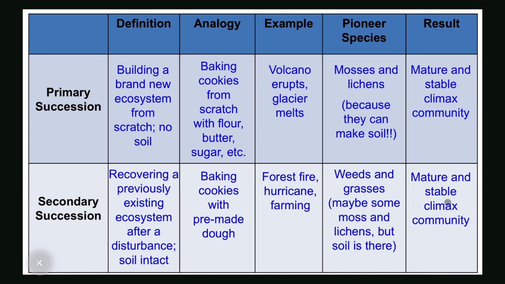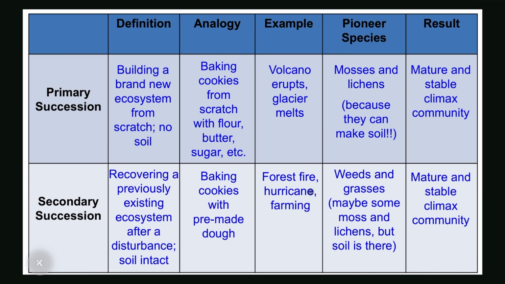Some examples of primary succession have to be something that's starting me off with bare rock. That can either be a volcano erupting, where the lava cools off to make lava rock, or it could be a glacier melting that would reveal rock underneath of the ice.